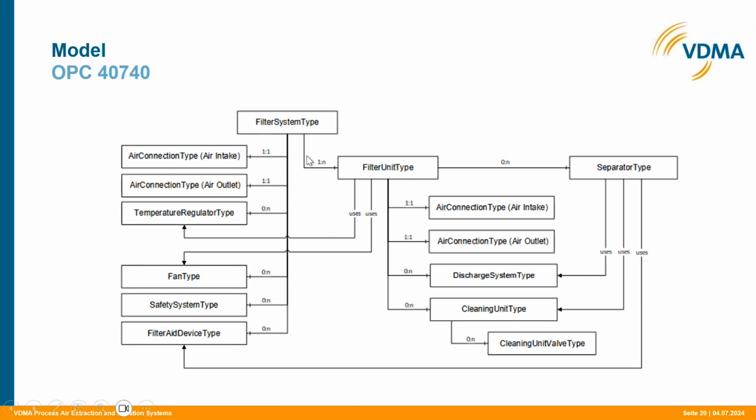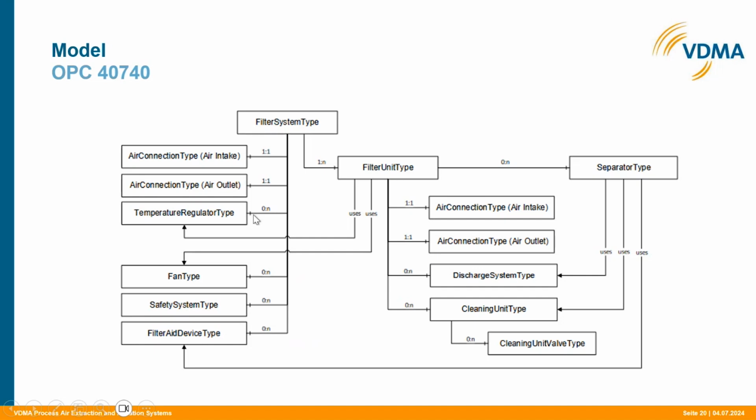First of all, we've got a common type, the filter system type, that unites all of the subtypes or all of the objects that a filter system will later on be composed of. And each filter system has at least one air intake. That was a thing that I showed with the examples before. So there will always be an air intake, and there will always be an air outlet of our system. And each filter system will incorporate at least one filter unit.